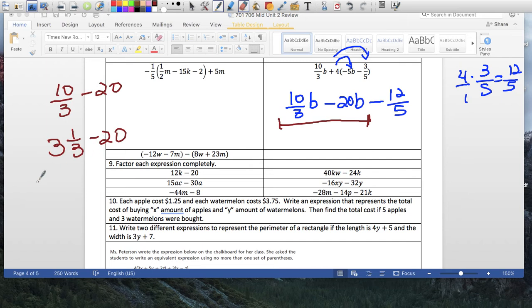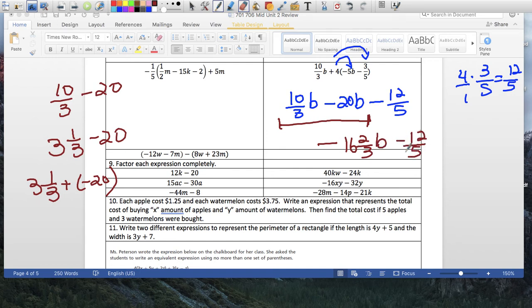Right, so I know this can be read as this. Right, so there's definitely more negatives. So my answer is going to be negative. I know that. And what's 3 1/3 minus 20? You find the difference. So on your calculator, you can just subtract, or 3 1/3 plus negative 20, and you should get negative 16 2/3 b minus 12 over 5.